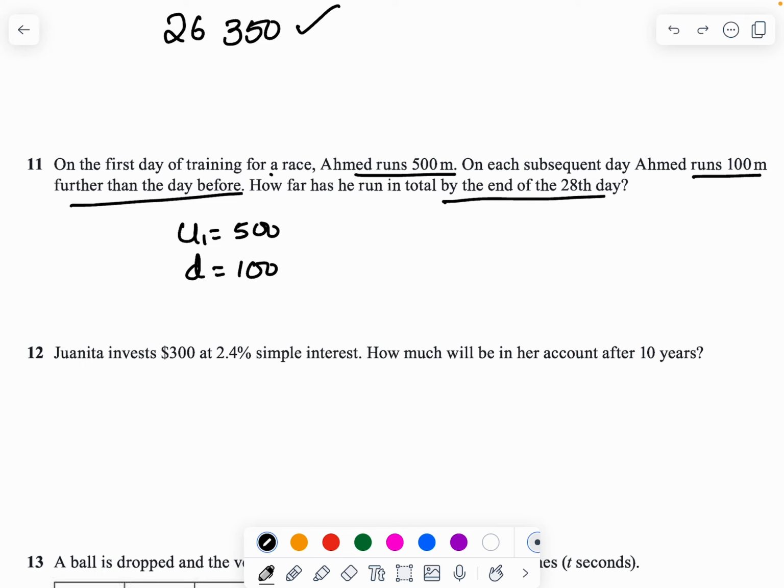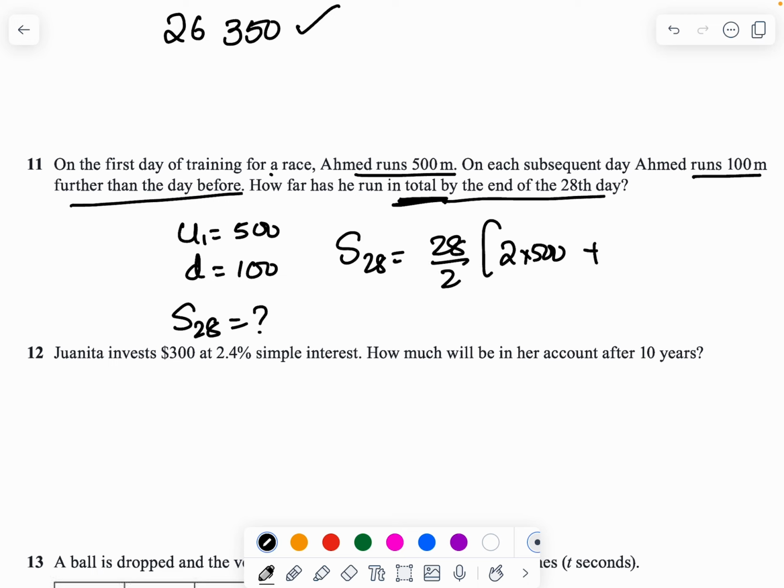How far has he run on the 28th? How far has he run in total? In total means S28. So S28 equals 28 upon 2 times 2U1 plus n minus 1 times d. n is 28, so 28 minus 1 times d, and d is 100. Simplify that, which is 51,800.